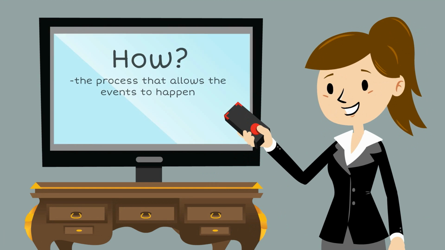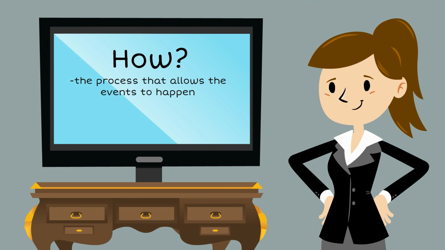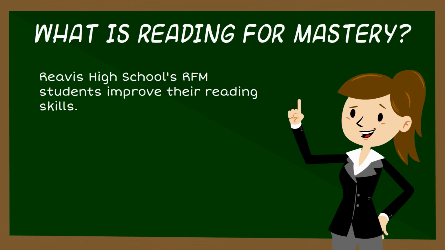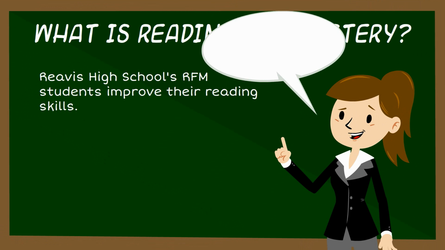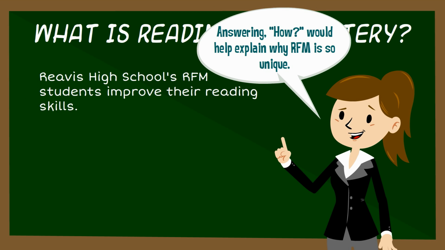When we ask how, we are looking for the process that allows the events to happen. Just like with answering the why question, this part of a summary requires readers to determine if the information needs to be included in the summary, and then how much information to include. If we look at our summary of RFM, we can see how this can be challenging. Since we didn't answer the why question, answering the how question would help provide more details to really explain what makes RFM so unique from, say, an English class.